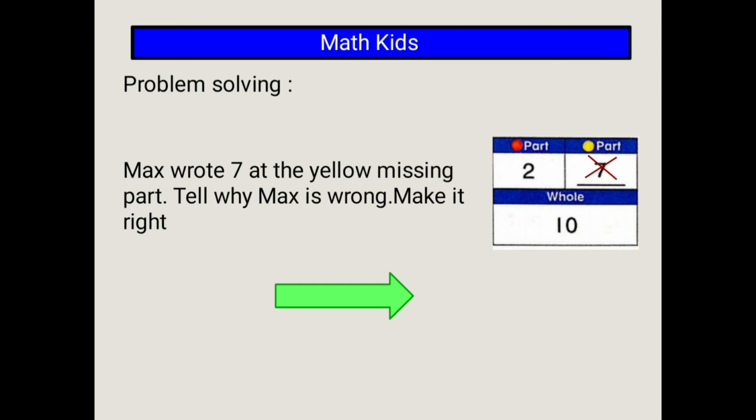Okay, now let's think together. So 2 plus what gives you 10? Very good. 2 plus 8 gives you 10. So we must draw 8 instead of 7. So 2 plus 8 gives you 10. The whole number will be 10.